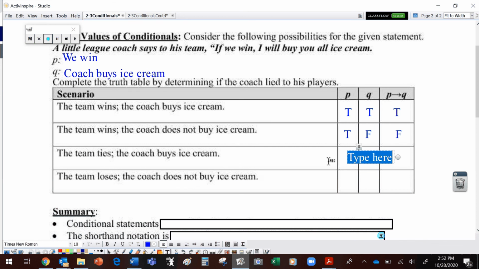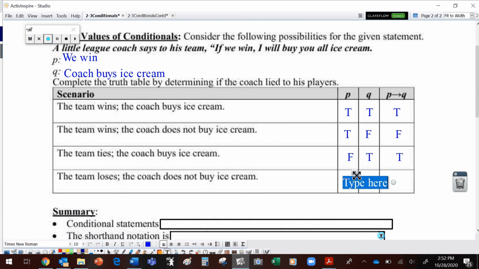Next up, the team ties, and the coach buys ice cream. Well, P had to be that the team won, and they didn't win, so that part is false. And the coach buys them ice cream, and that's Q, and we have that as true. Okay, now, did the coach lie to his players? He said, if we win, I'll buy ice cream. They didn't win, but he still bought ice cream. He didn't lie to them. He didn't say anything about a tie. So that statement is still true.